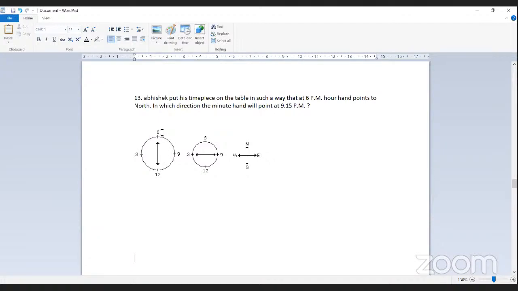That means 6 is up, because the clock will move, not the direction. So if you rotate the hour hand and minute hand the same way, 9:15 would be like this. The hour hand would be pointing towards 9 and the minute hand towards 3. They've asked for the minute hand. The minute hand would be in this direction, which is west. So west is the answer. Okay, any doubt?